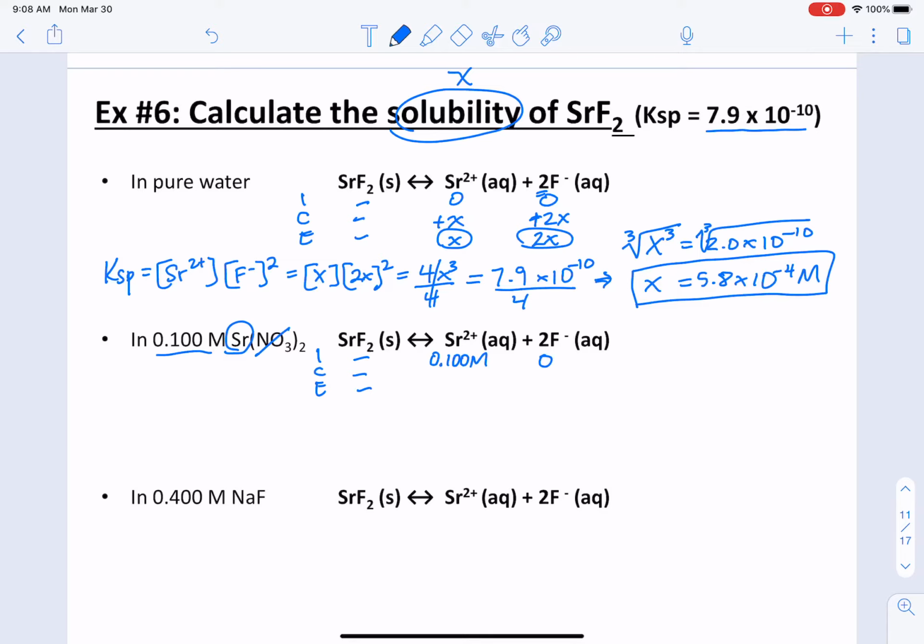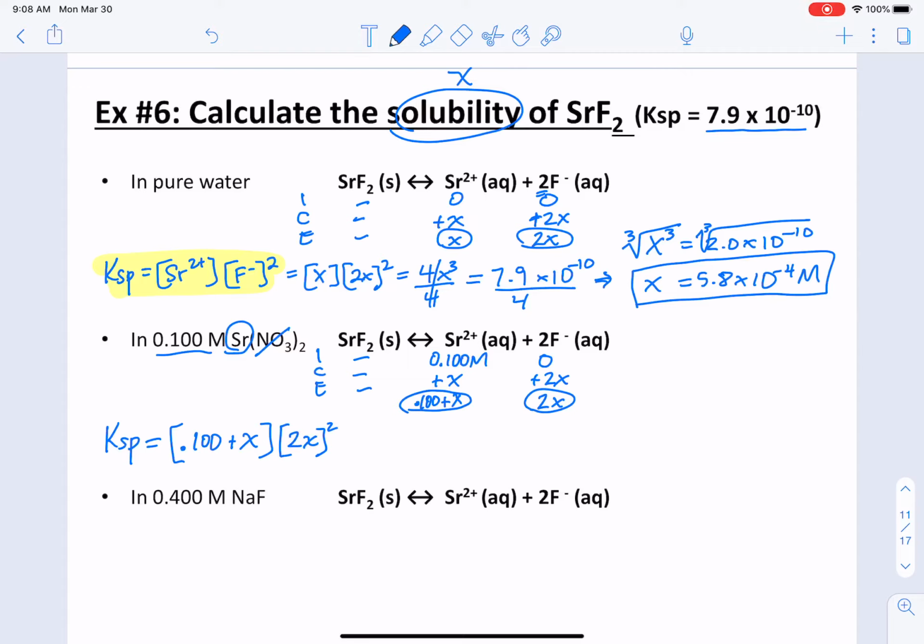So if you just follow along, we're going to do the calculations from here in a similar way. Up by x, up by 2x. Now we have 0.1 plus x as our concentration of strontium, and fluoride is still 2x. Again, we're going to go back and plug into our same Ksp expression. I'm still using the same one, so I'm just going to skip to the next step where I substitute. This is going to be 0.1 plus x for my concentration of strontium, and for my concentration of fluoride, it is 2x, squared.